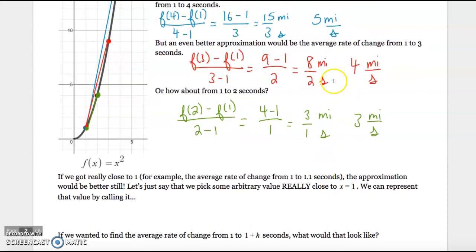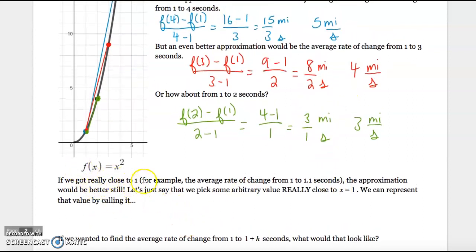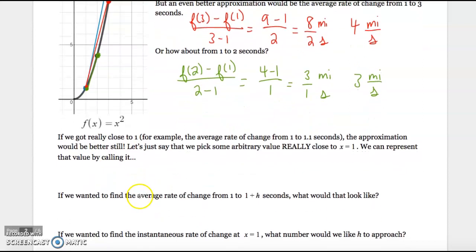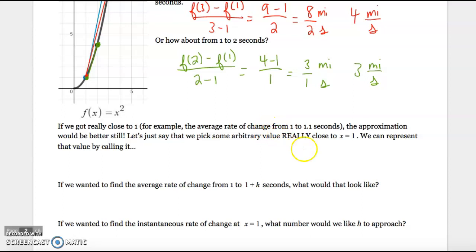If we got really close to 1, for example the average rate of change from 1 to like 1.1 seconds, like this was 1 to 2, this was 1 to 3, this is 1 to 4, the approximation would be even better. So let's say we pick some arbitrary value really close to 1, like 1 plus some value h. I'll make that h really small. It can be 0.1, or I can make it 1.001 or 1.0001. So we'll call it 1 plus h.